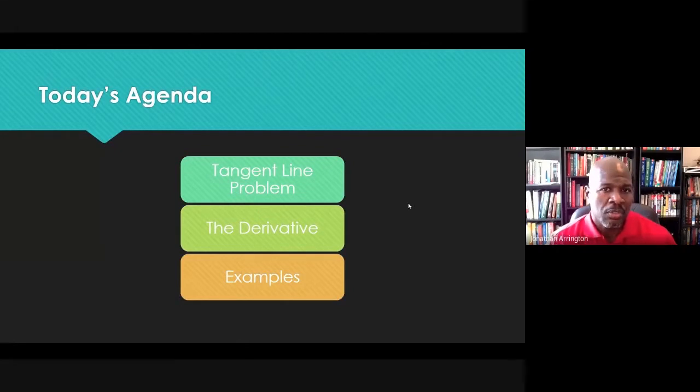So we're first going to go over something called the tangent line problem. It's a very famous problem. It's the problem that gives us the derivative. And then we'll look at exactly what the derivative is. And then we'll do some examples of finding the derivative. And that'll be our day. So let's go ahead and begin with the tangent line problem.